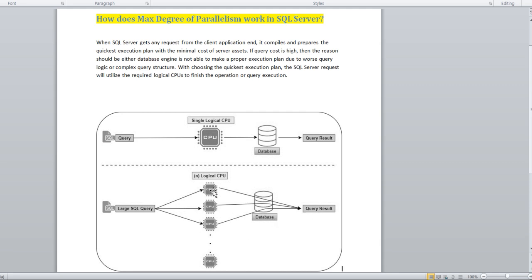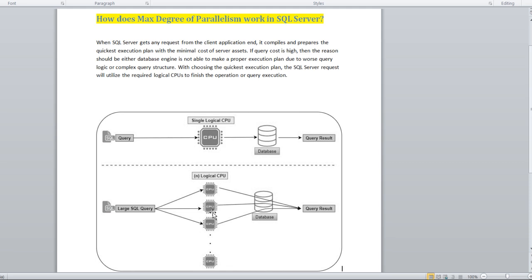So let's assume you have five logical CPUs here, but the query being processed requires only three CPUs. So it will distribute only to these three logical CPUs and process the results. But the point to understand here is, let's say these three logical CPUs started working in parallel.